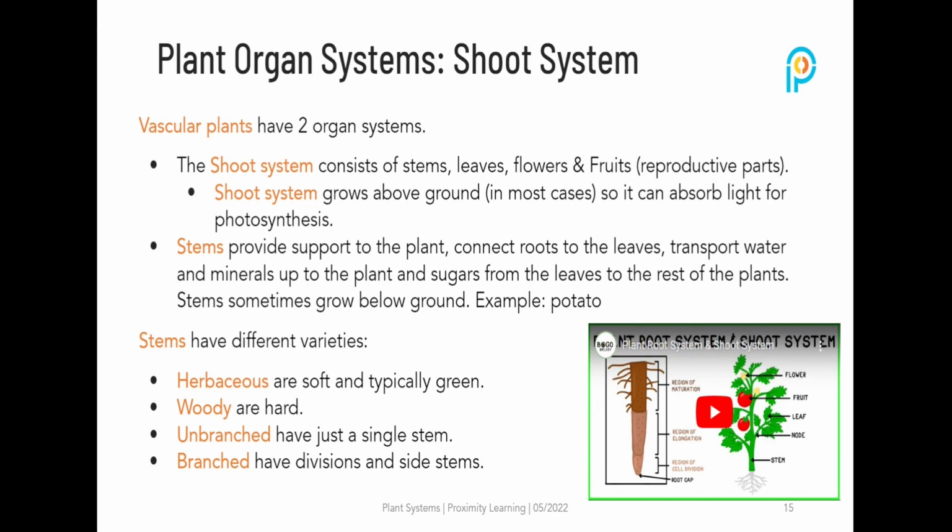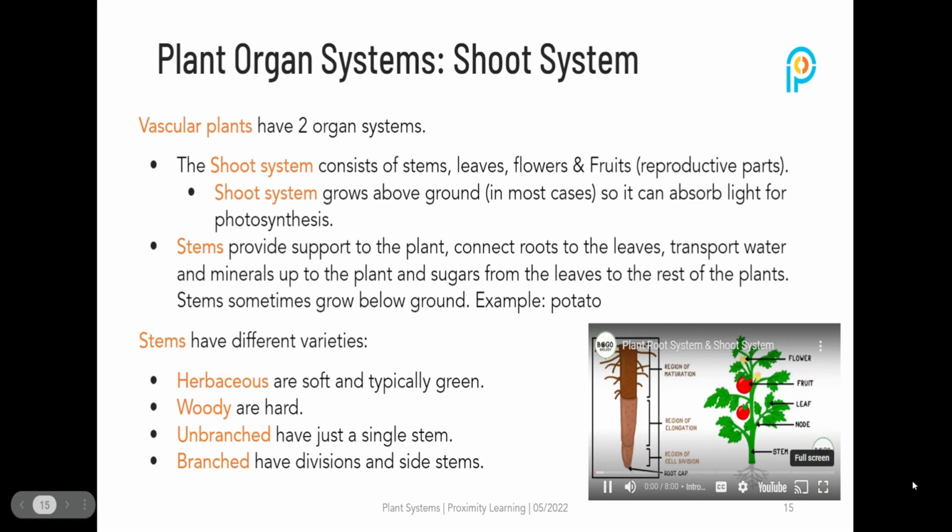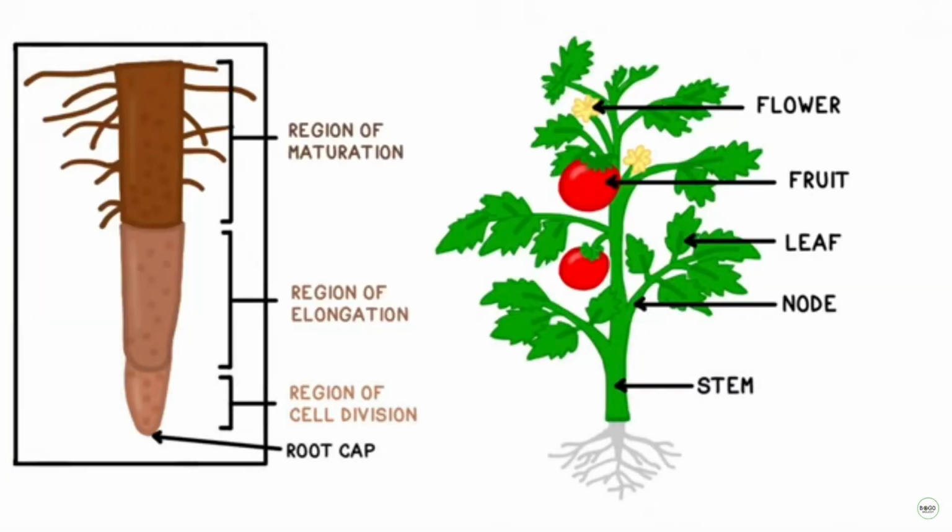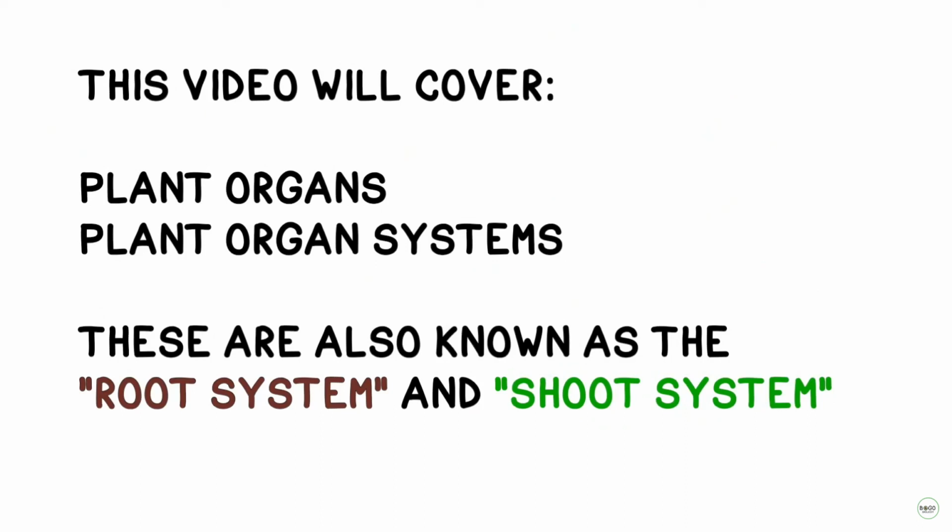We've got a video here that tells us about the plant organ systems and the shoot system. Basically, the plant root system and the shoot system. Plants consist of organs, tissues, and cells. Each of them has a specific structure that allows them to perform a particular set of functions that help the plant to survive. This video will cover plant organs and plant organ systems, also known as the root system and the shoot system. Okay, here we go.